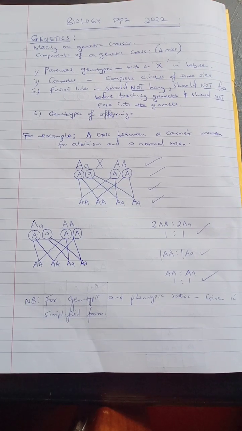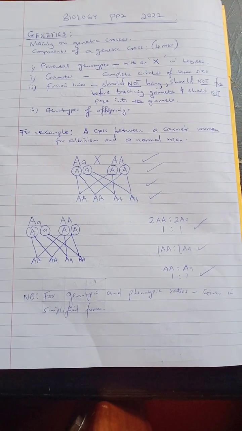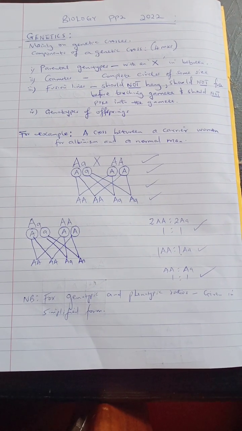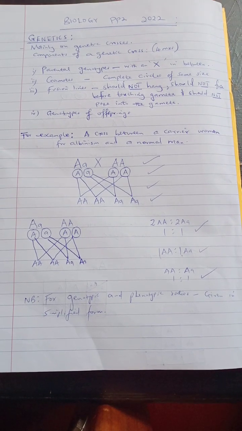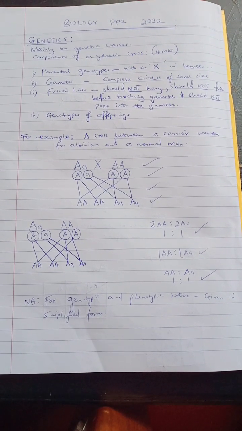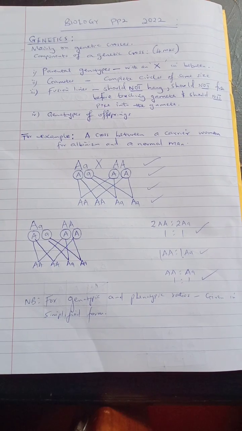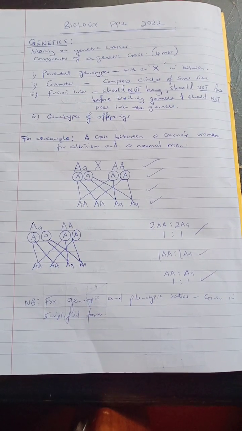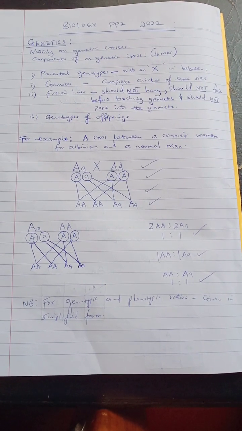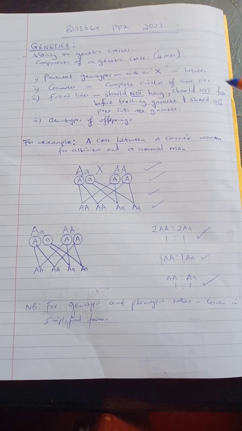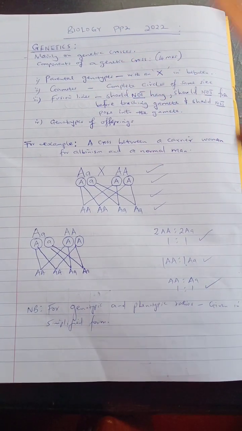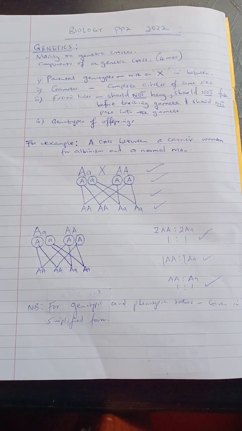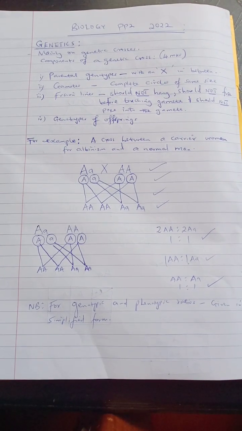I'm your tutor, Mr. Baraka, and today I want us to go through paper 2 so that we remind ourselves of a few things as we prepare for KCSE Biology paper 2 2022. And you can see the first part that is there is genetics. So there's always a question on genetics. And what do we expect from this topic?